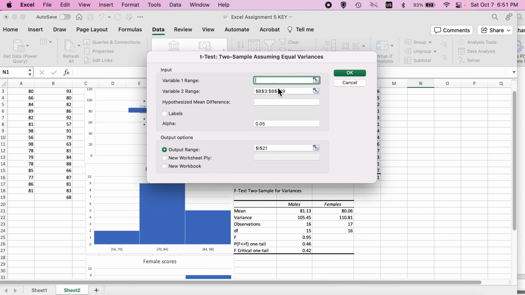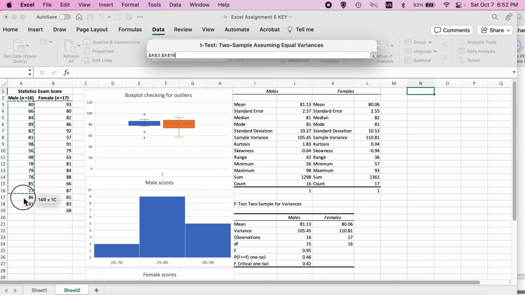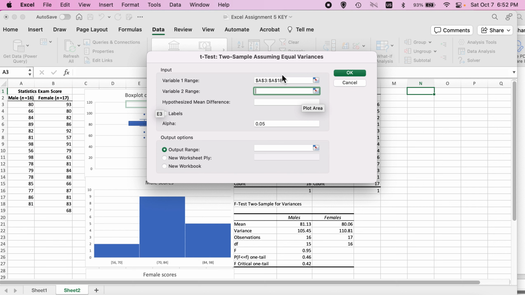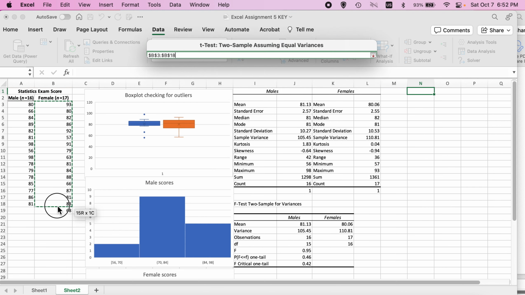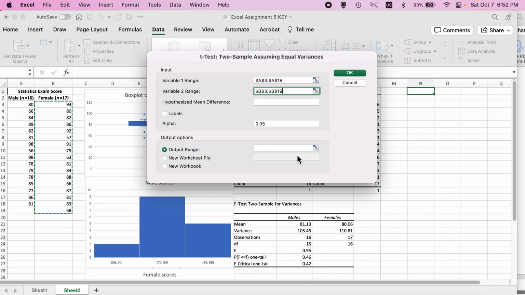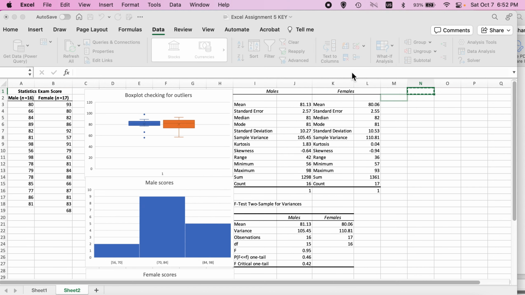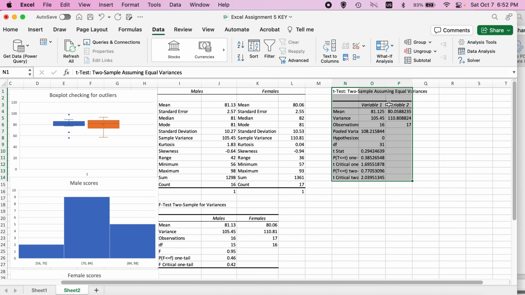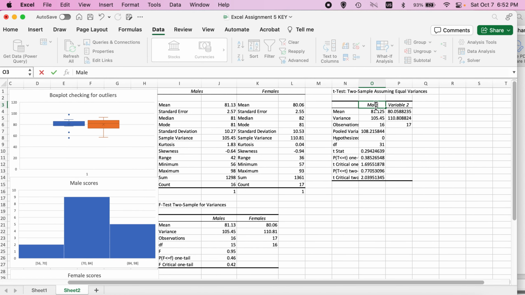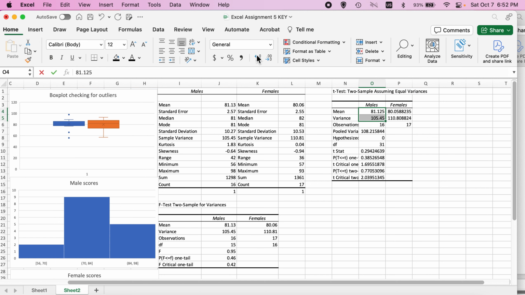And then this is where we change the numbers in to reflect what we needed to test. We wanted to test this group versus this group. And the output range, I want it to be right here. Okay. So I'm going to change these variable names, and I'm going to make sure that we've got 2 decimal places.